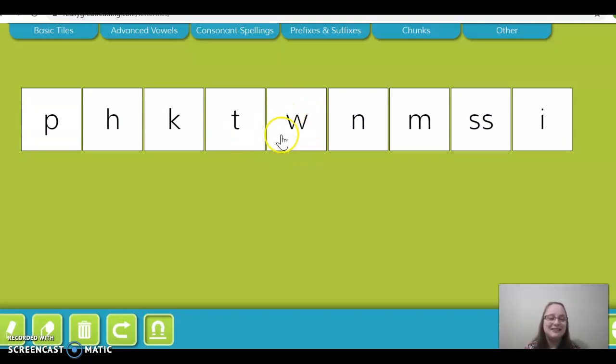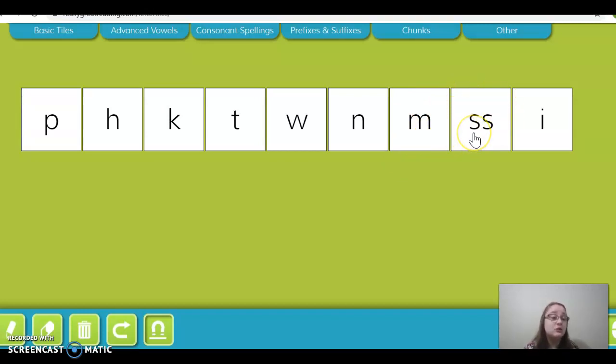Awesome job, friends. And our next letter is the letter W. And remember, W says W. Okay, so we're going to do that all together. Here we go. W says W. Awesome job, friends. And our next letter is the letter N. And remember, N says N. So we're going to do that all together. One time. Here we go. N says N. Awesome job, friends. And our next letter is the letter M. And remember that M says M. That was really good.